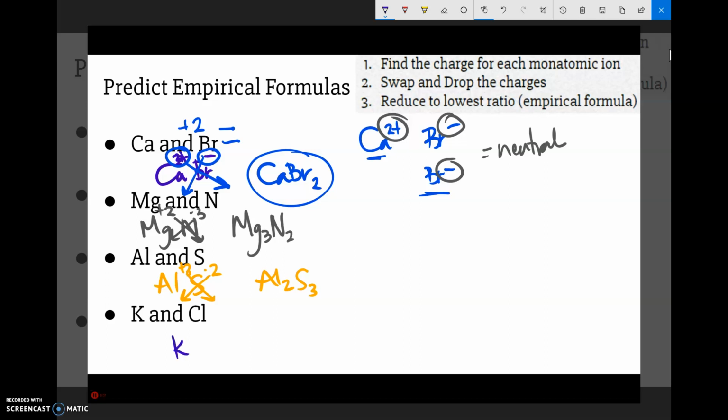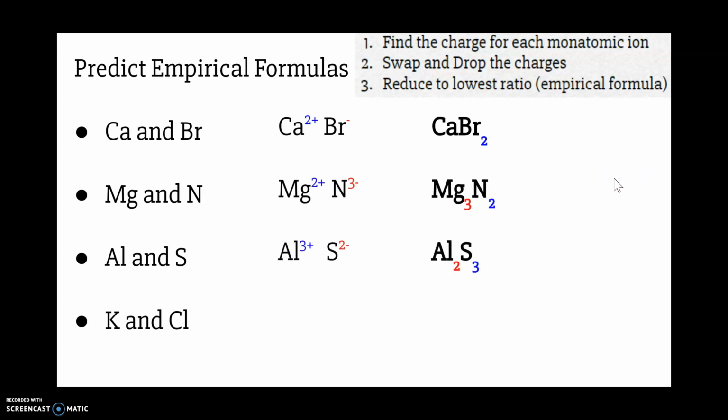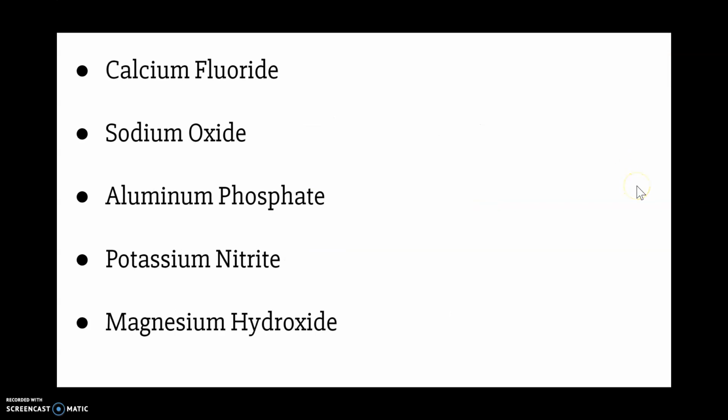Okay, we're back. Potassium has a +1 charge. The chloride has a -1 charge. So notice here that a +1 and a -1, these cancel. And so you don't have to swap and drop. So KCl would just be your final answer. All right. So there they are. You can see in the color the swapping and the dropping occurring. Okay, let's do some more.